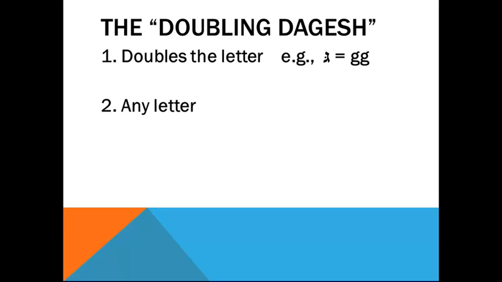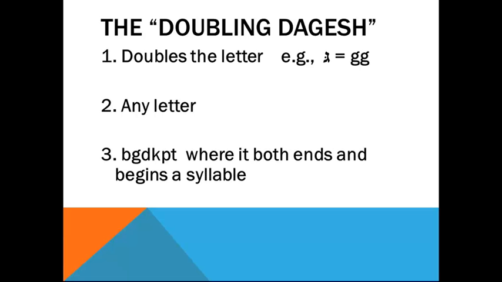Well, these doubling dageshes can be used on any letter. And of course, if the dot is on a letter that isn't a bagad kafat letter, that is, if you have a dot on a mem, you know it's a doubling dagesh. If you have a dot in the middle of a lamed, then you know it's a doubling dagesh. And so, if the dagesh appears in any letter other than the bagad kafat letters, you know it's a doubling dagesh. However, there are some places where the bagad kafat dot is not a hardening dagesh, but it's a doubling dagesh.